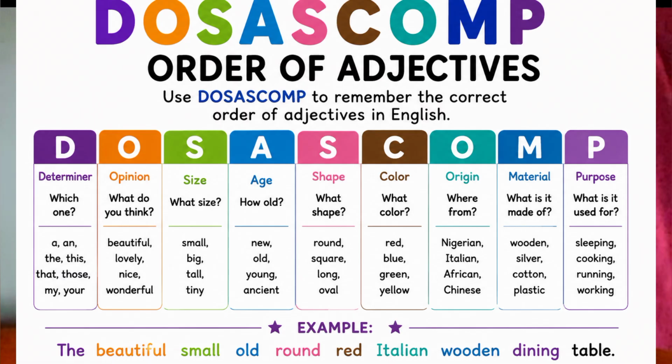Then size: big, small, huge, gigantic, that's the size. Age: old, new, young. Now the shape: round, square, that's shape. Color: white, black, blue, brown. Origin: Nigerian, French, Australian, American. Material: is it made of wood? Is it made of leather?